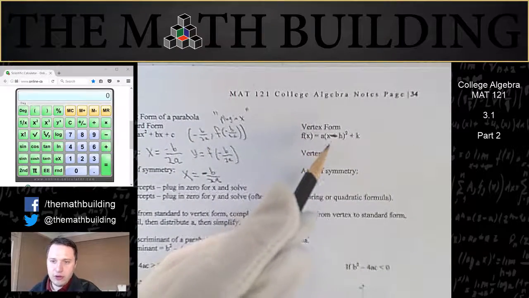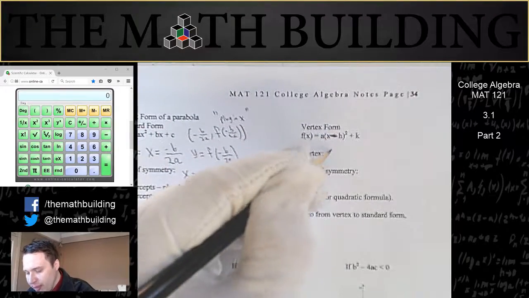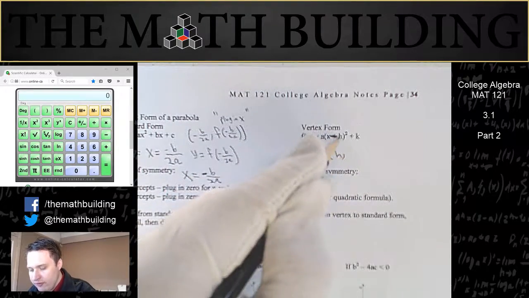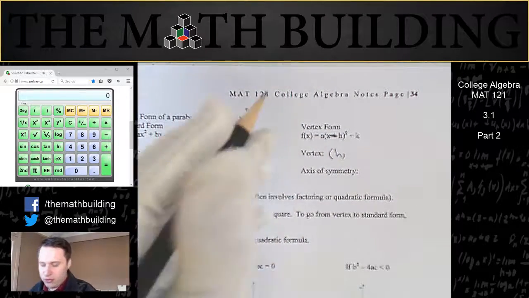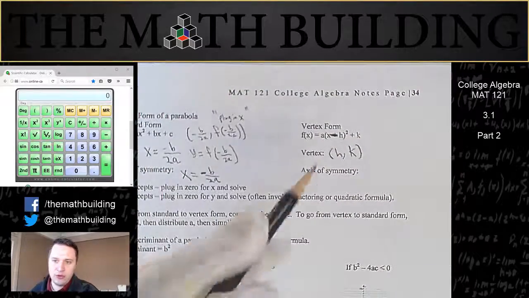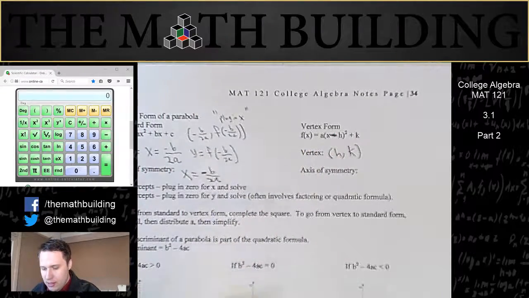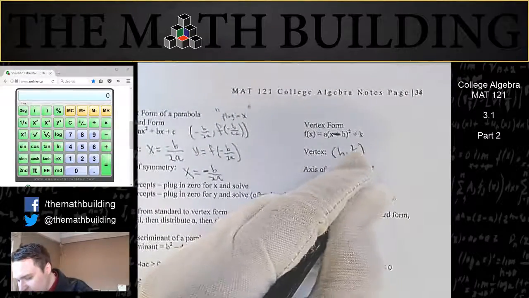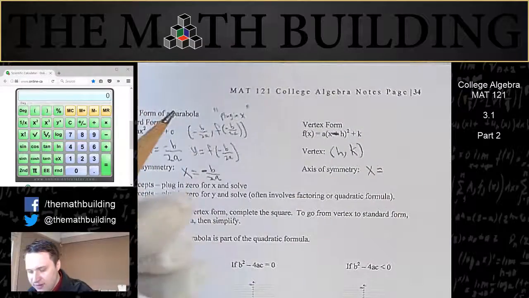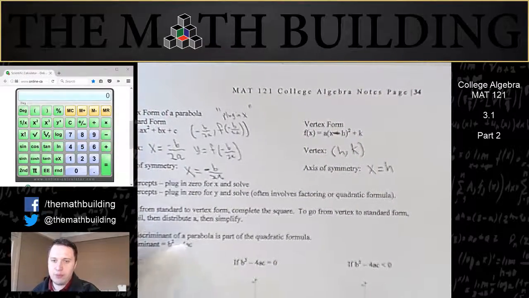Vertex form is easier. You'll notice that there's a minus right there. So the vertex for that is you flip the sign of the number in the parentheses that's being added or subtracted, but you keep the sign of whatever's being added or subtracted on the end. So that's why that's a minus and that's a plus. So the vertex is (h, k), and the axis of symmetry is simply x is equal to h. So that's a lot easier if it's in that form.